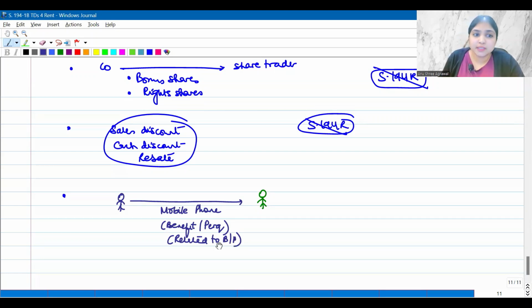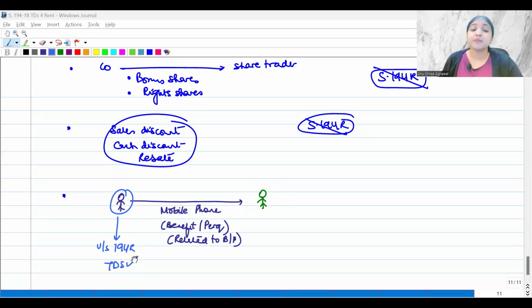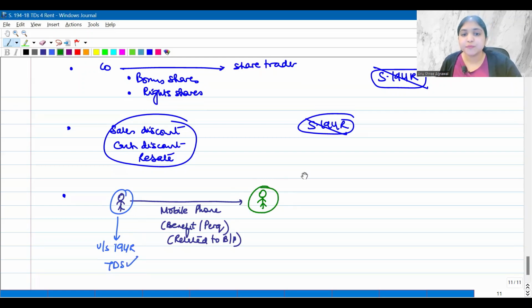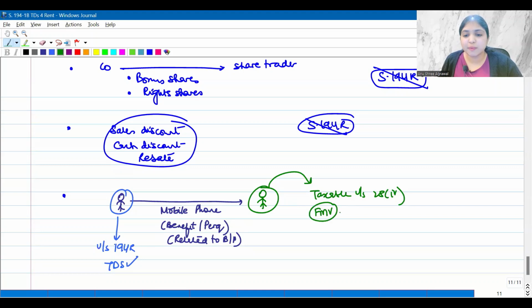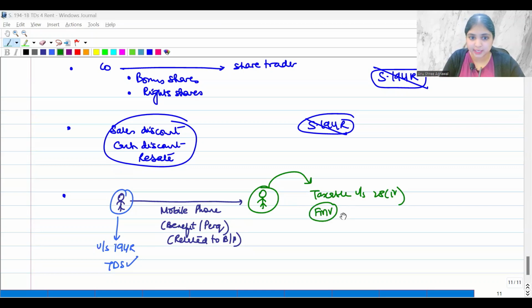Now if you see, Mr. Blue will deduct tax. It's a benefit or perquisite in kind relating to the business or profession of the recipient. So if the value of this mobile phone is more than 20,000, then Mr. Blue will deduct tax under section 194R. There will be TDS. Now, from Green's point of view, this mobile phone is going to be taxable under section 28 clause 4, because it is a benefit or perquisite relating to his business or profession. So whatever is the FMV of this mobile phone, it will be taxed for him under section 28 clause 4.